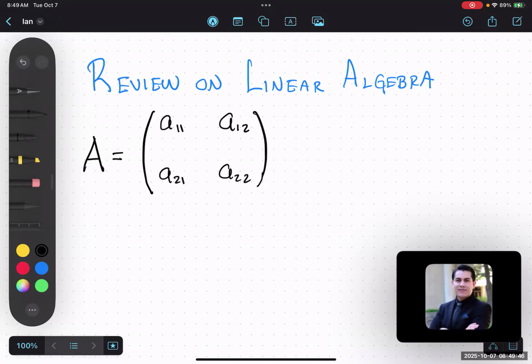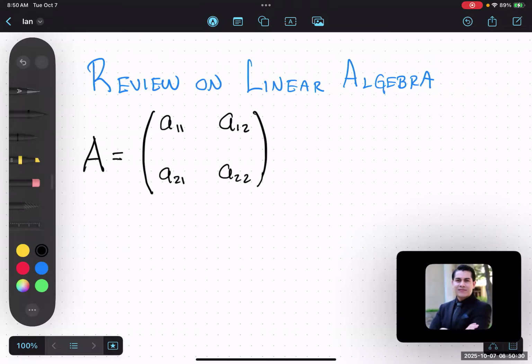The subscripts of each of these elements determine the position of the element itself. In particular, the order is always in terms of rows and columns. The first subscript refers to rows, and the second subscript refers to columns. That's why element A11 is positioned in first row, first column. Element A12 is positioned in the first row, second column, right? That makes sense. The element A21 is positioned in the second row, first column, and A22, second row, second column.